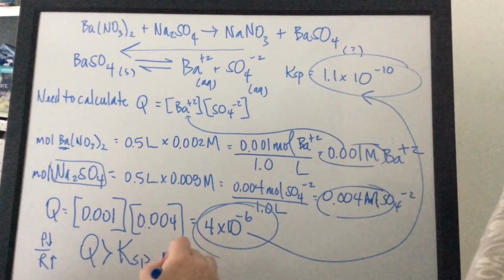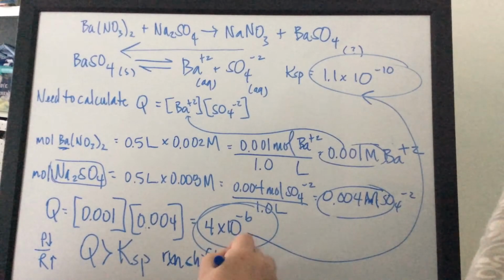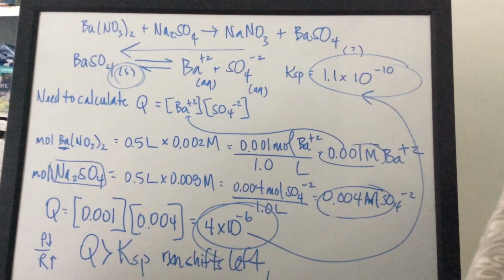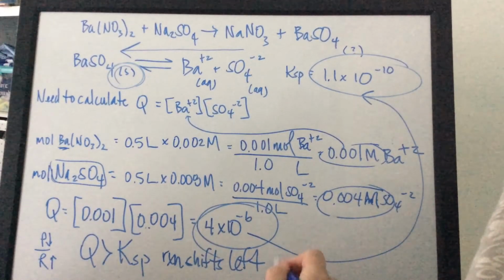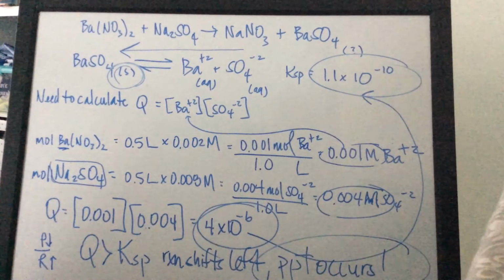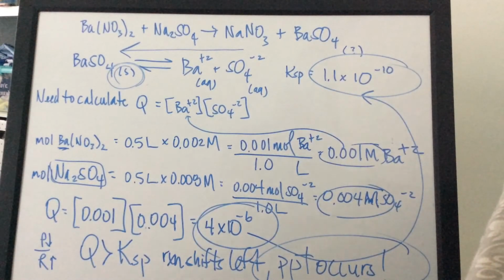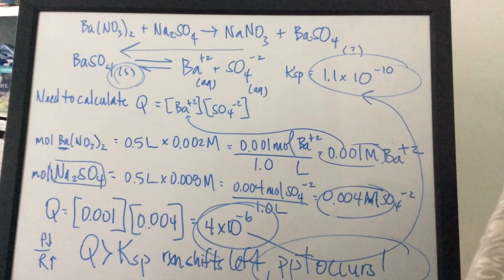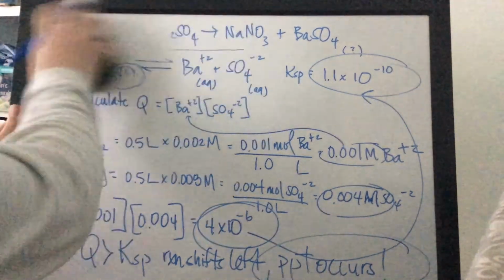So the reaction shifts to the left, and because it shifts to the left toward the solid salt, we get a precipitate. Okay, so in this case, yes, a precipitate occurs. And that's how you do a problem where you consult a KSP value and you calculate a Q and you decide whether or not a reaction will result in the formation of a precipitate.